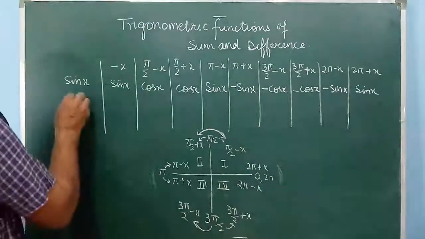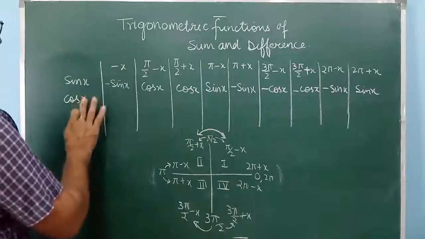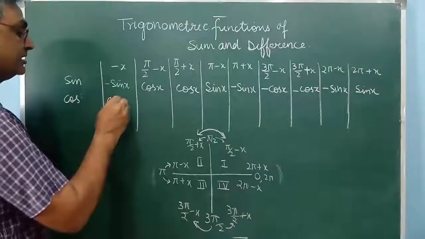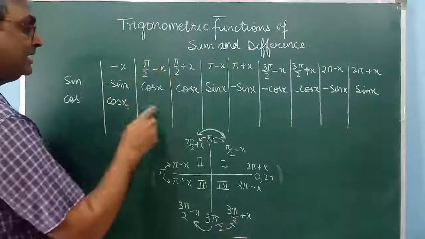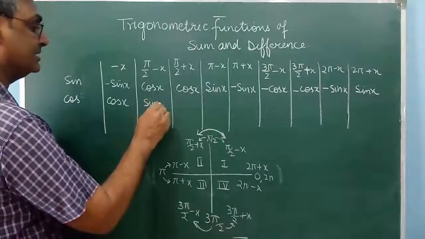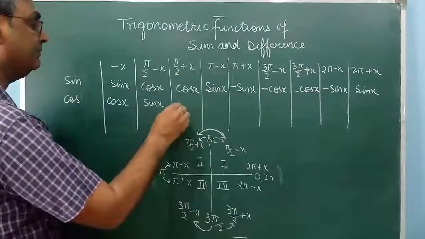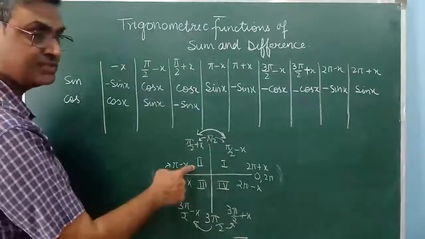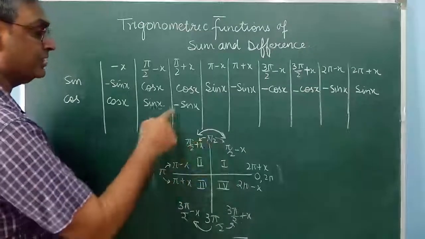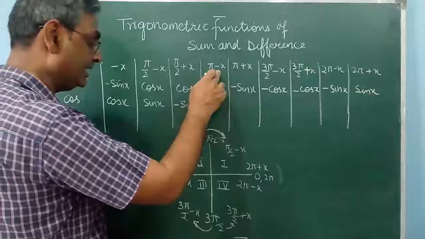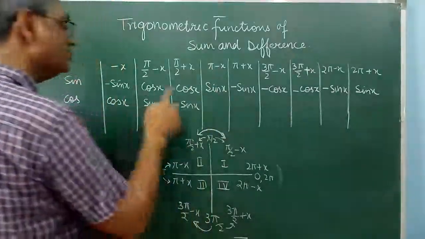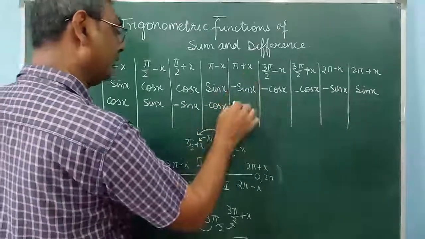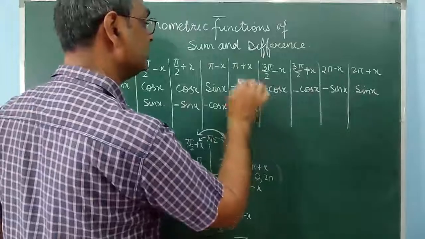Now we come to cos. We cannot just put x now, angles are there. So cos minus x is cos x. Cos pi by 2 minus x, in the first quadrant, will become sin x. In the second quadrant it will become minus sin x. Why? Because this is cos and this is the house of sine only, so when cos goes here, it will become minus. Pi minus x, again the second quadrant, so it is minus cos x. Again the third quadrant, this is minus cos x.